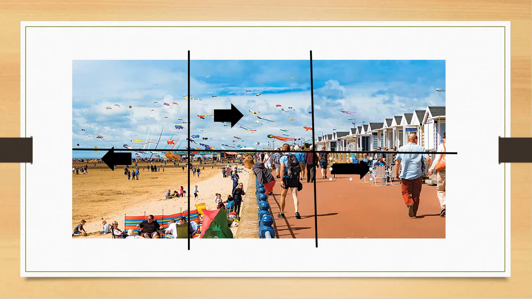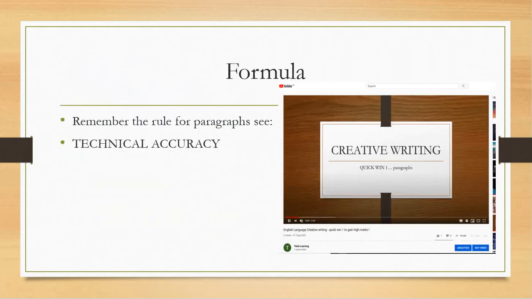So if you do get stuck looking at the picture, split the picture into sections. What is happening? What is there in each section? And pick a few to talk about. That's the basics. However, we need a formula. So we're going to write in paragraphs.